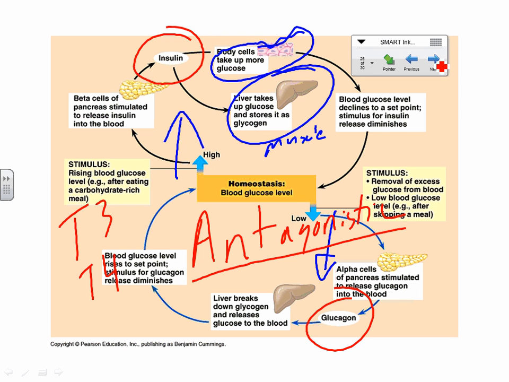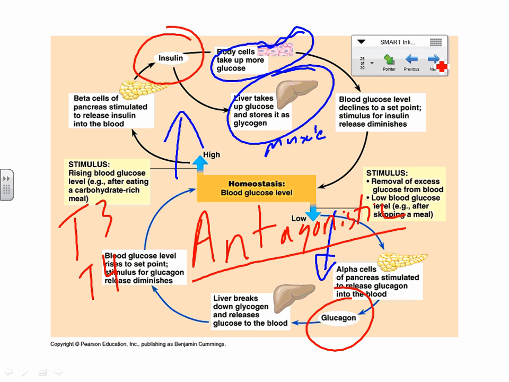And T3 and T4, those two hormones help to regulate what? Metabolic rate, the rate of cell respiration. What are the 3 and 4? What are they referring to?